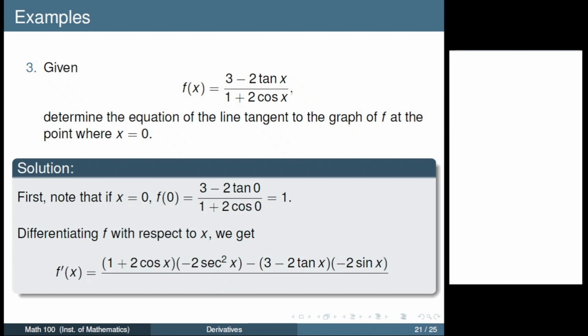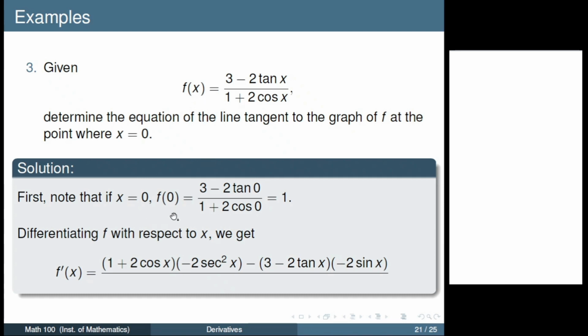Now, we're given another function, f of x equals (3 minus 2 tangent x) all over (1 plus 2 cosine x). We want to determine the line tangent to the graph at the point where x equals 0. So, two important things again, point and the slope. Pero dito, kulang yung point natin, no? Kasi ang given lang ay x equals 0. So, we have to get the y coordinate first. And we just do that by substituting 0 in f of x.